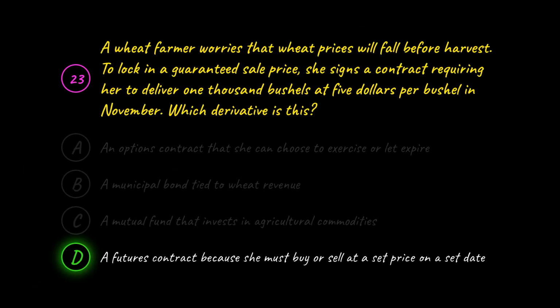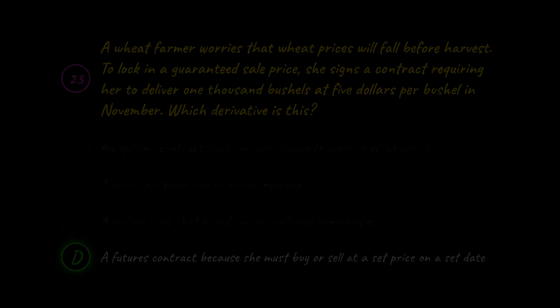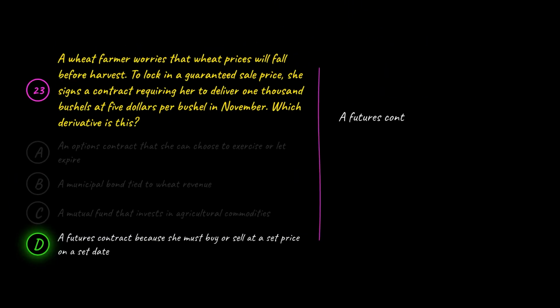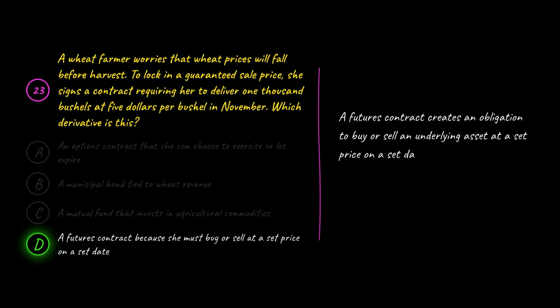The correct answer is D. A futures contract because she must buy or sell at a set price on a set date. D is correct because a futures contract creates an obligation to buy or sell an underlying asset at a set price on a set date. The farmer's contract requires delivery in November and is therefore a futures contract.